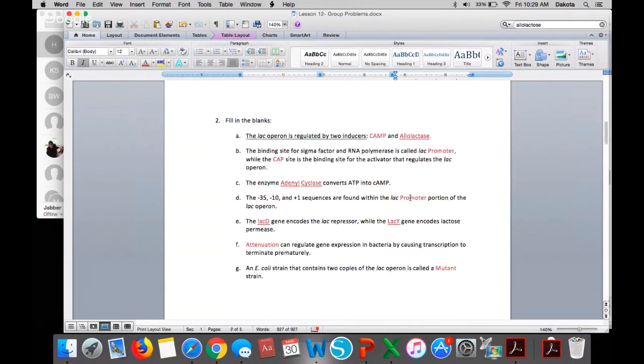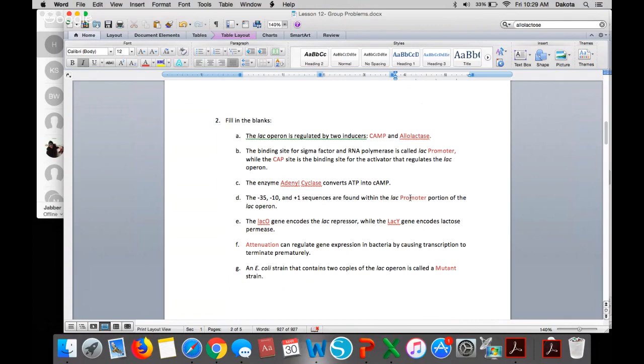And for our fill in the blanks. So fill in the blanks is pretty simple. Just read it across and fill it in. We got these from our notes in the PowerPoint. So we just filled in: the lac operon is regulated by 2 inducers, the cAMP and the allolactose.